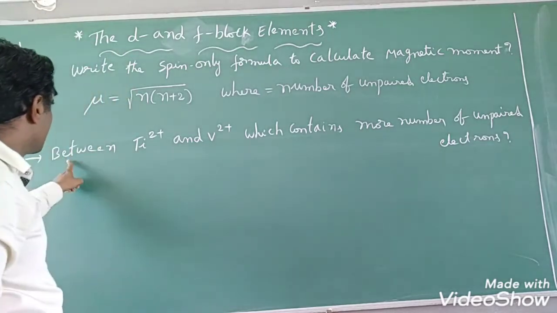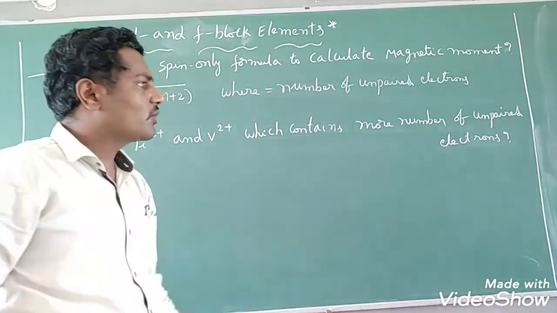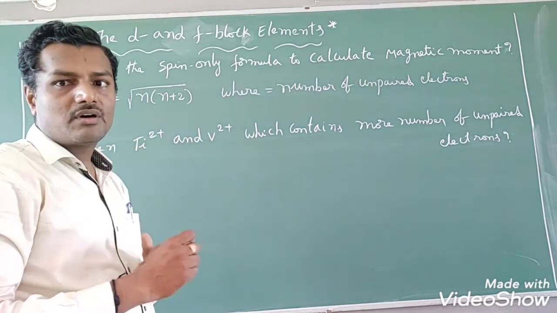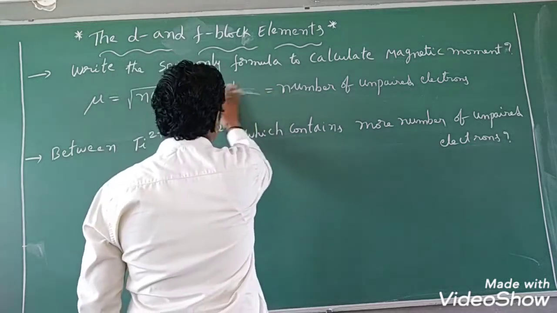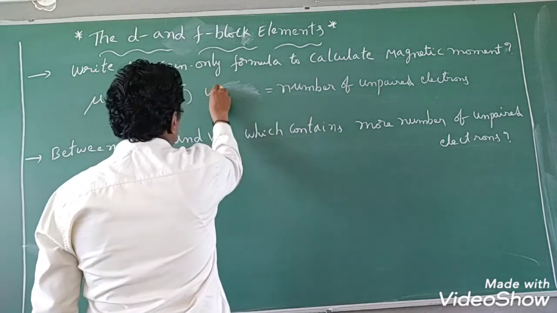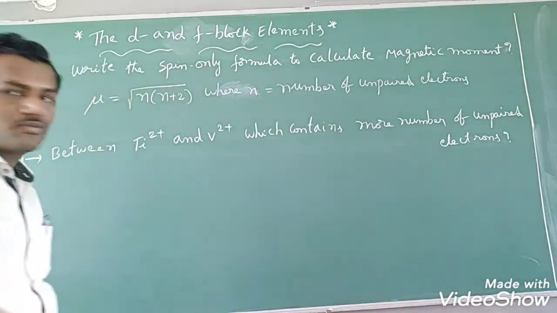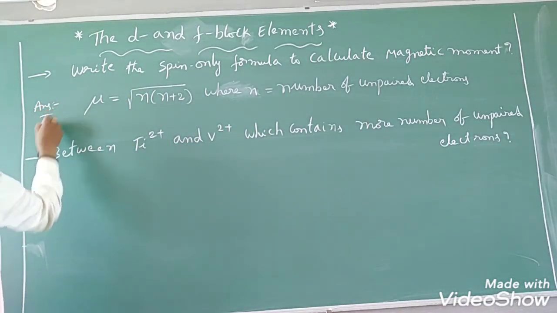The next question you see: between titanium plus 2 and vanadium plus 2, which contains more number of unpaired electrons? Here in this question we will observe how to calculate this n value, where n is equal to the number of unpaired electrons. Let us take the next question.